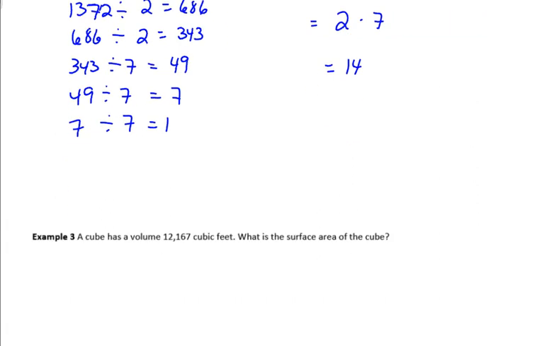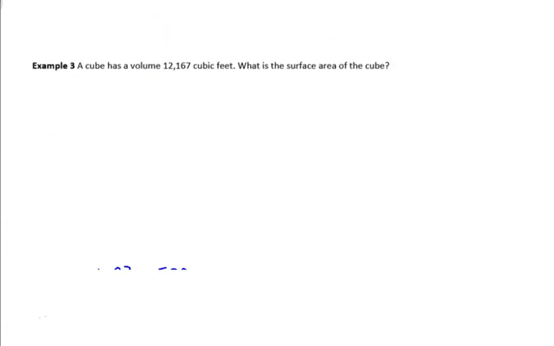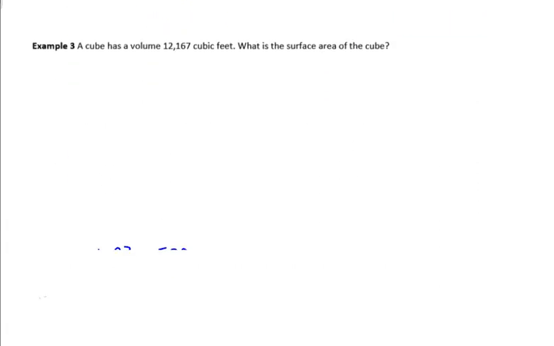So our last example, we're told that a cube has a volume of 12,167 cubic feet, and we're asked to determine what the surface area of the cube is. So we need to think about a few things here. We're given the volume, and we're asked to find the surface area of the entire cube. So there's going to be a few steps that we have to do here.